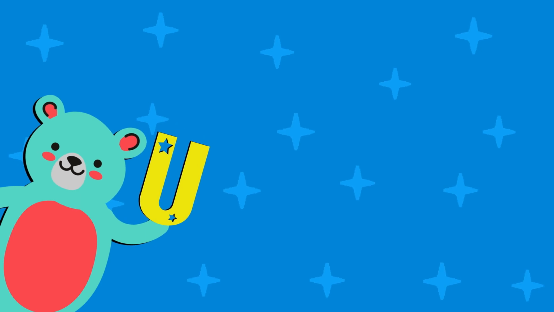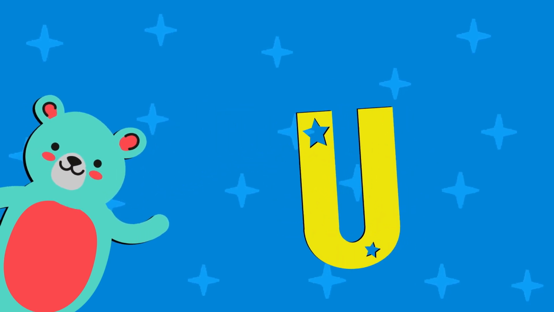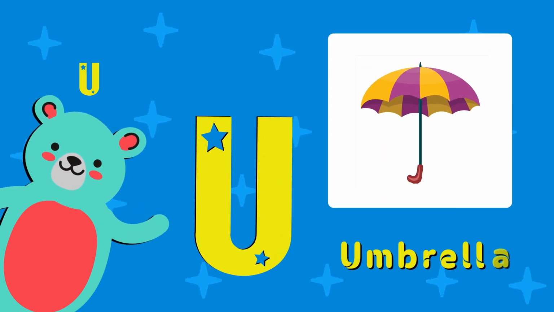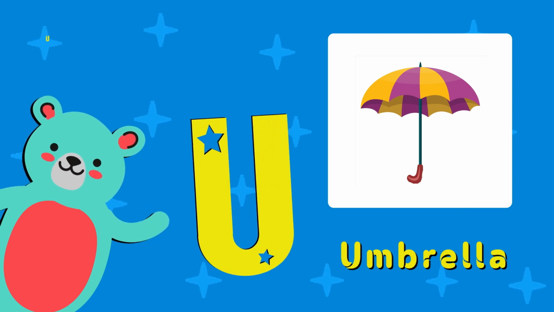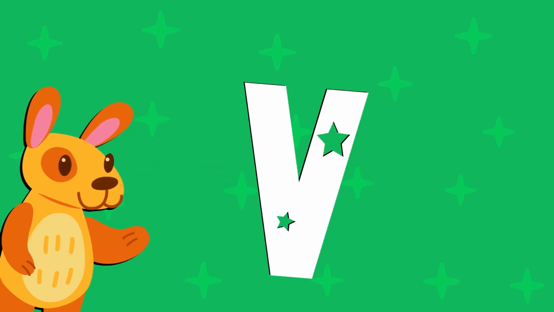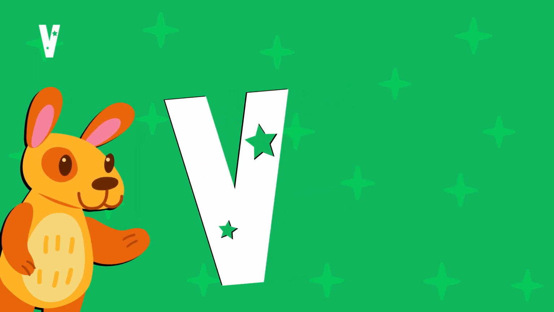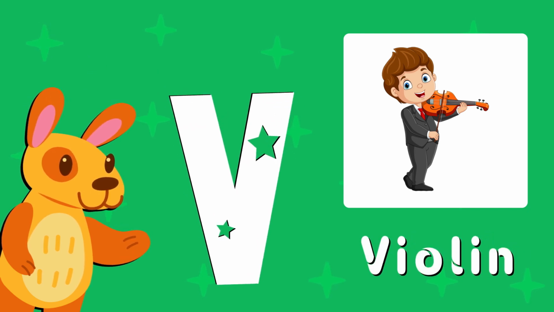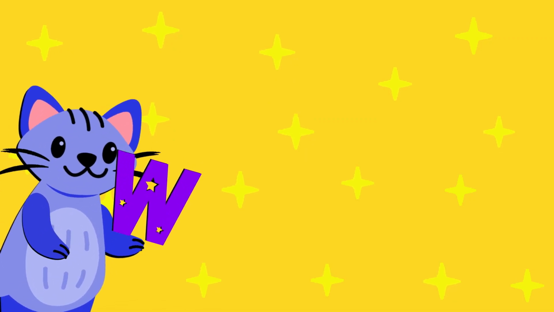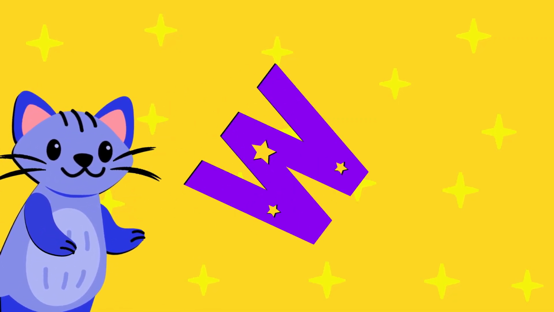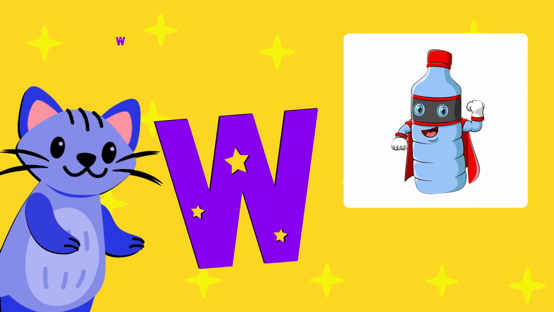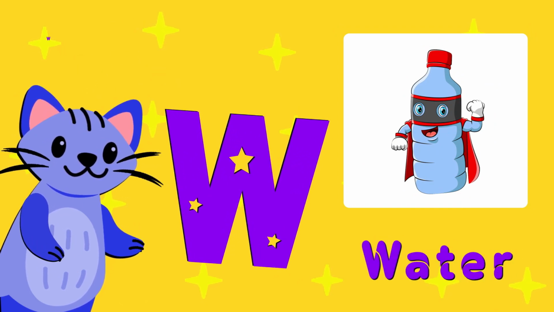U. Umbrella. U is for umbrella. V. Violin. V is for violin. W. Water. W is for water.